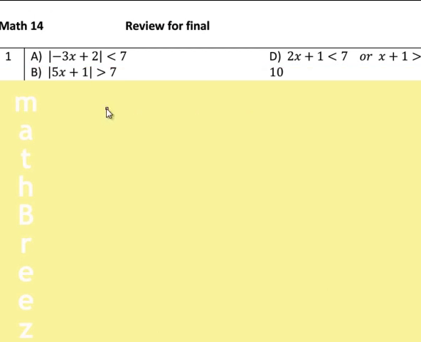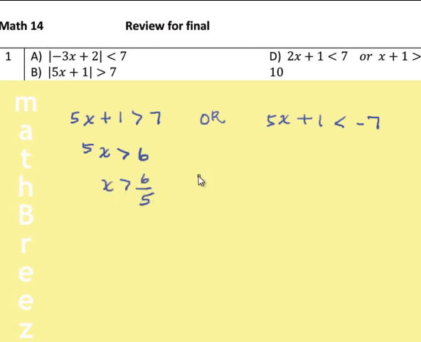In B, we have a greater than, so this opens as follows. We say 5x plus 1 greater than 7, or 5x plus 1 less than negative 7. And just solve these. We have 5x greater than 6, x greater than 6 over 5, or 5x less than minus 8, or x less than minus 8 over 5.